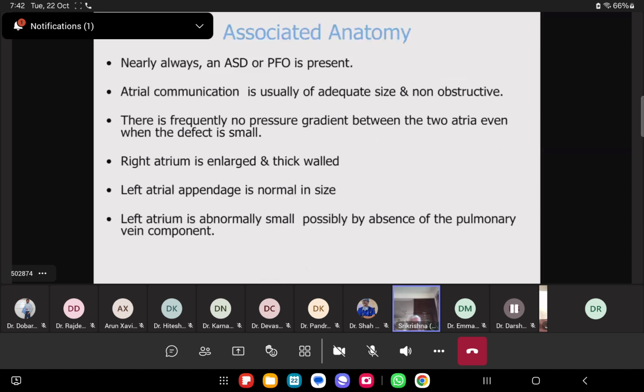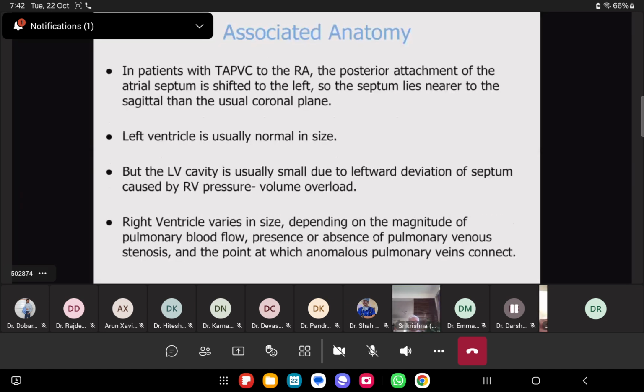The right atrium is enlarged with a thick wall. The left atrial appendage is normal in size. The left atrium is abnormally small, possibly due to the absence of the pulmonary vein component. In patients with TAPVC to the RA, the posterior attachment of the atrial septum is shifted towards the left, so the septum lies nearer to the sagittal than the usual coronal plane.